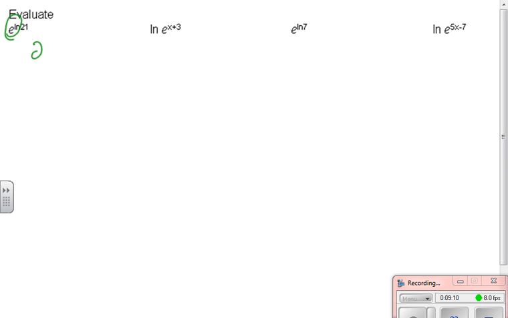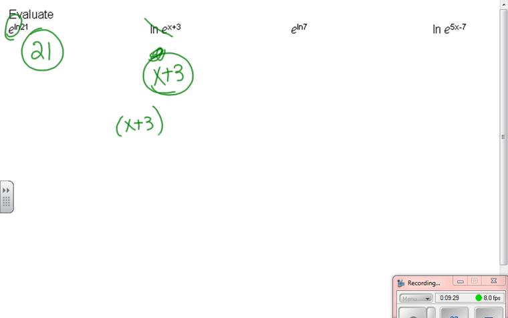If we need to evaluate e to an ln power, these are opposite operations. They are going to cancel. The answer is 21. Ln of e to a power, those are going to cancel, and we are left with x plus 3. The other way you could more formally think about this, our exponent rule is that the exponent comes out front, and I have ln e to really the first power. This becomes 1, and so that's why we're left with this. It doesn't just magically disappear. There is math behind it.